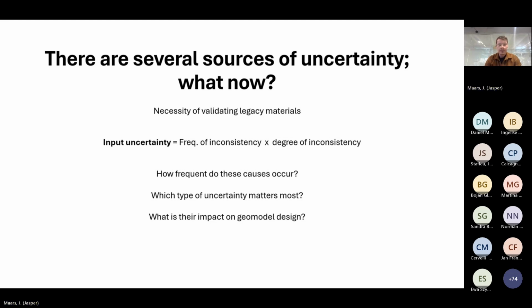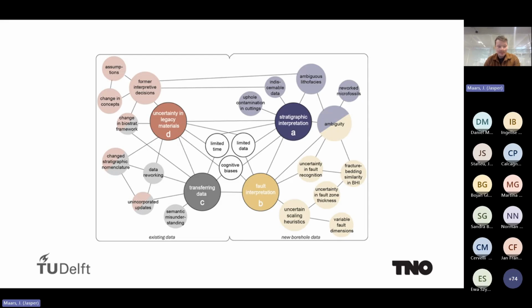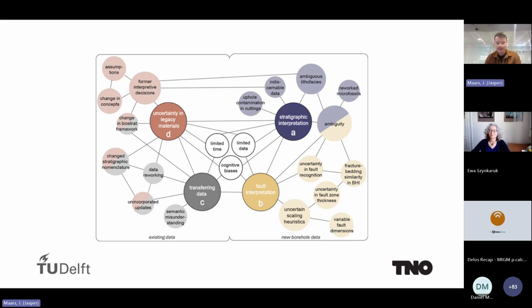So weighing the degree of inconsistency is a challenge, and that's where I think progress could be made. Anyway, important for a geomodeler before he starts to work with legacy materials is to have a discussion with the geologist and ask how frequently certain inconsistencies occur and which type of uncertainty matters most, do you think? And also think about what the impact is on the model design. Right. So that was my presentation. I don't know at what time I am, but if you have any questions, then I'll be pleased to answer them.